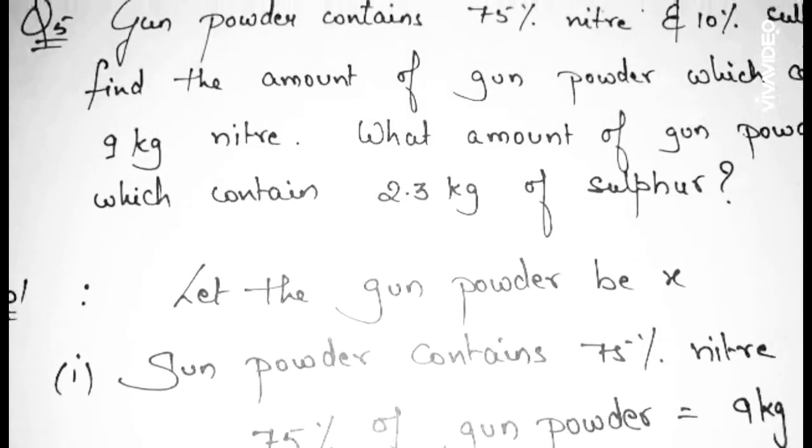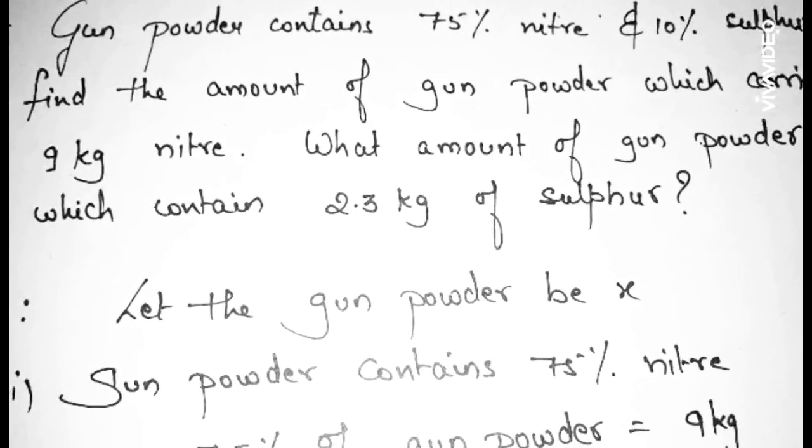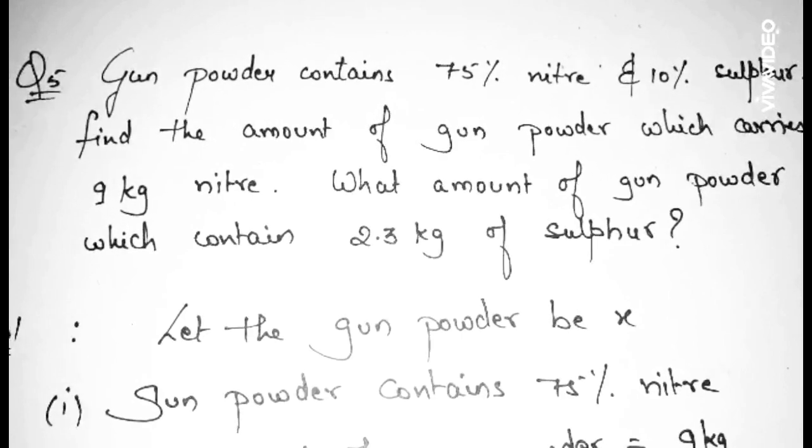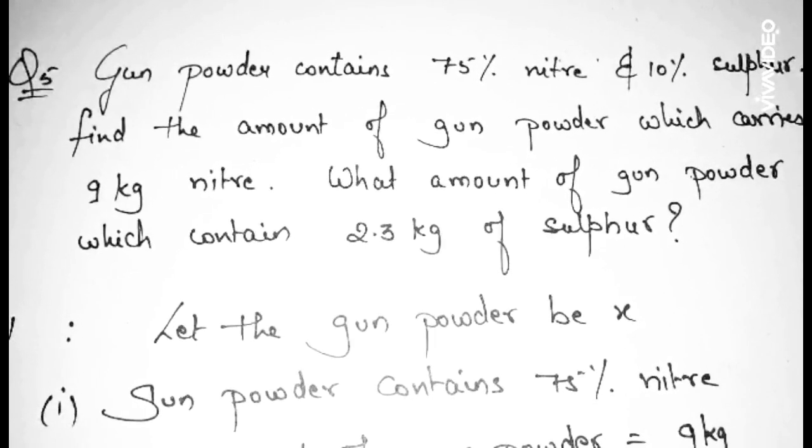Okay, now move on. Second part, what amount of gunpowder contains 2.3 kg of sulfur? Okay, let's understand the question.